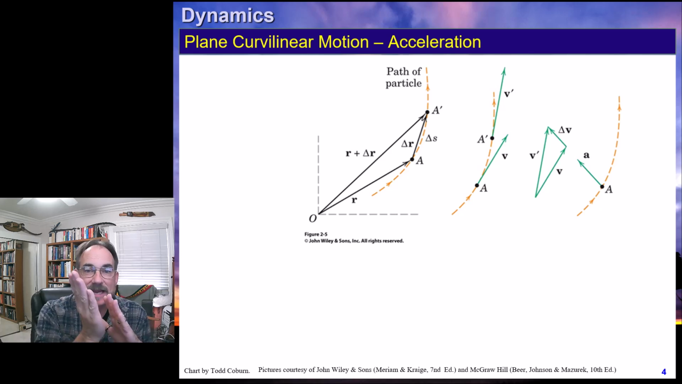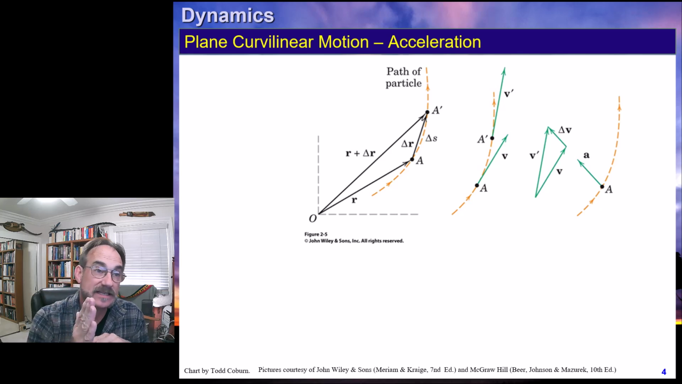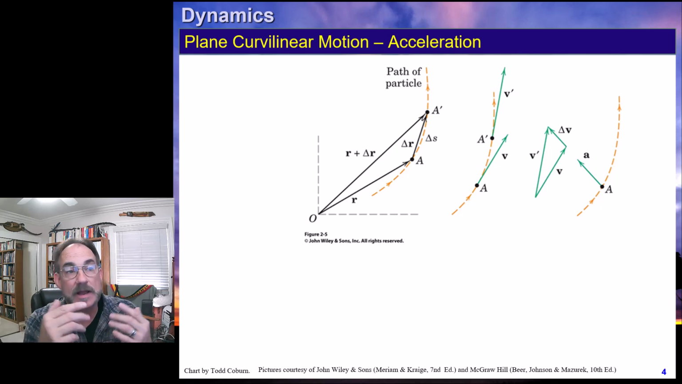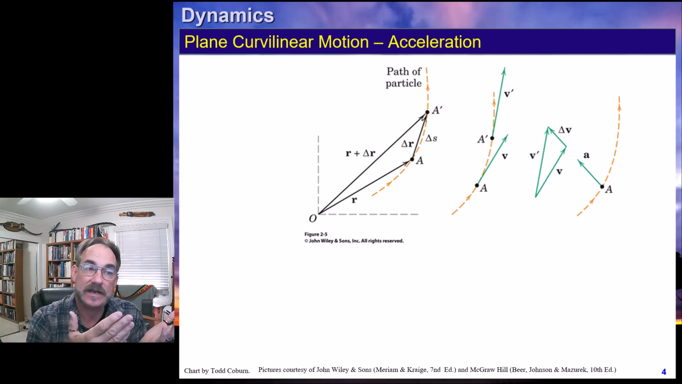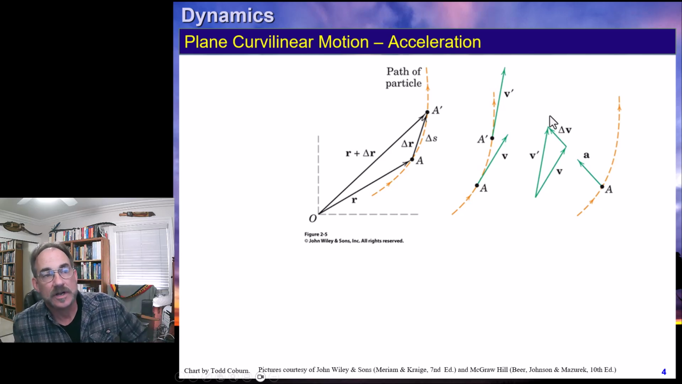So we've got an instantaneous velocity at point A drawn here. We've got an instantaneous velocity at point A prime. And in order to transfer the velocity of the first point to the velocity of the second point, we would have to have a vector added to v that gets us to the endpoint of v prime, which means we have that delta v, which with vector addition gives us v prime. So v plus delta v equals v prime. That gives us the new velocity.